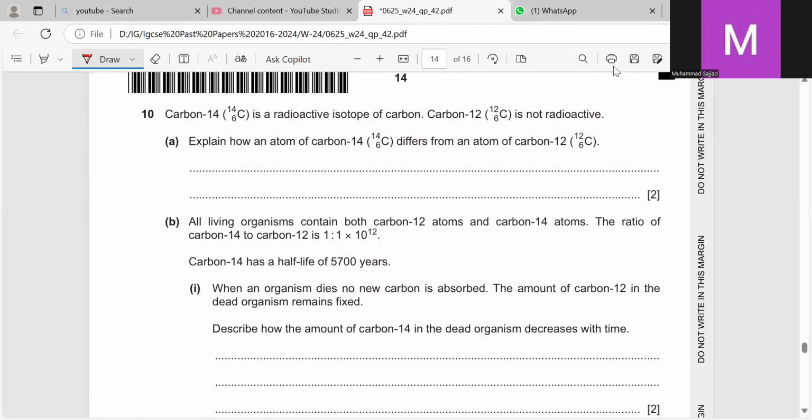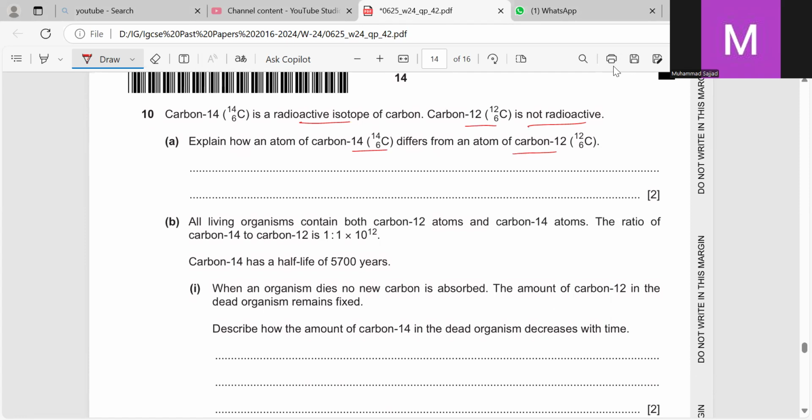Carbon 14, 6C14, is a radioactive isotope of carbon. Carbon 6C12 is not radioactive. Explain how an atom of carbon 14 differs from an atom of carbon 12. So two points we can give. One thing is very clear.